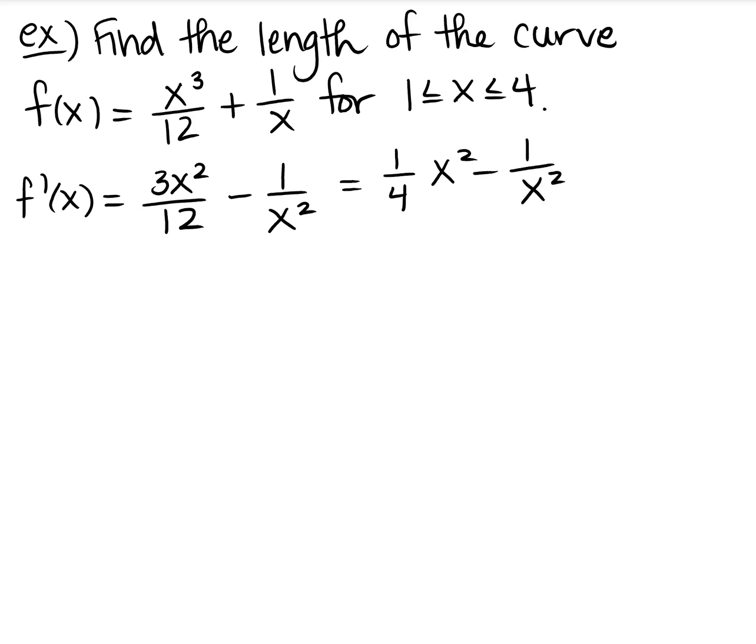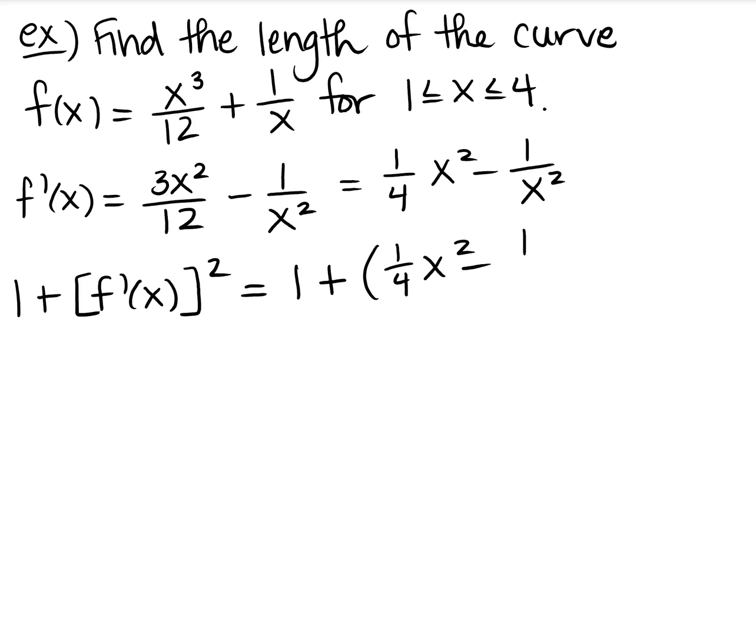Okay, and now I know I need to square this. So I'm actually going to square it right now instead of doing this under the integrand, because this is a quite complicated integrand. I'm going to do a little bit of work outside here and figure out, can I simplify the inside of that square root at all? So I'm going to have 1 plus, and then I need to square this guy, right? 1/4 x squared minus 1 over x squared, squared.